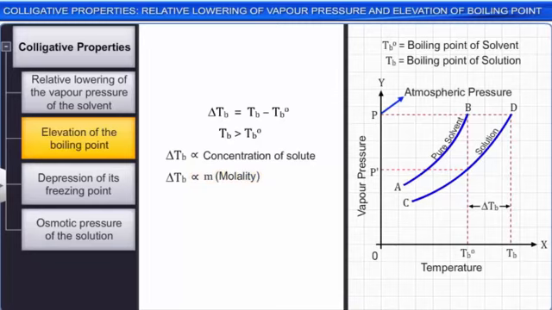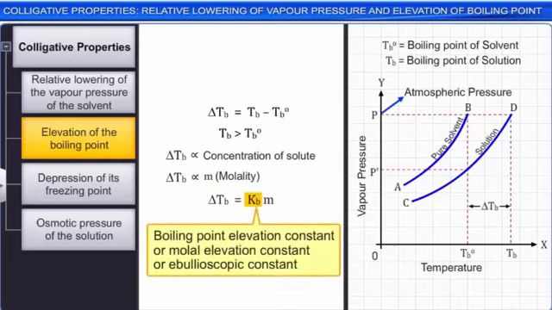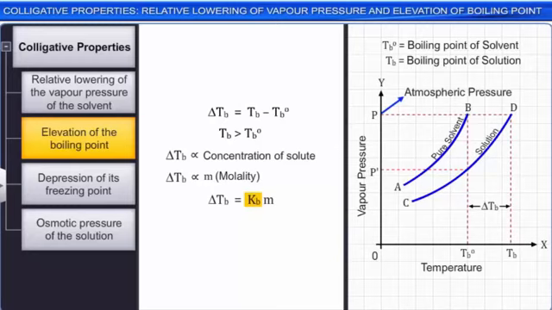Or delta Tb is equal to Kb multiplied by m, where Kb is known as the boiling point elevation constant or molal elevation constant or the ebullioscopic constant. Molal elevation constant is defined as the elevation in the boiling point when 1 mole of a solute is dissolved in 1 kilogram of a solvent. Thus, the unit for molal elevation constant is Kelvin kg per mole.